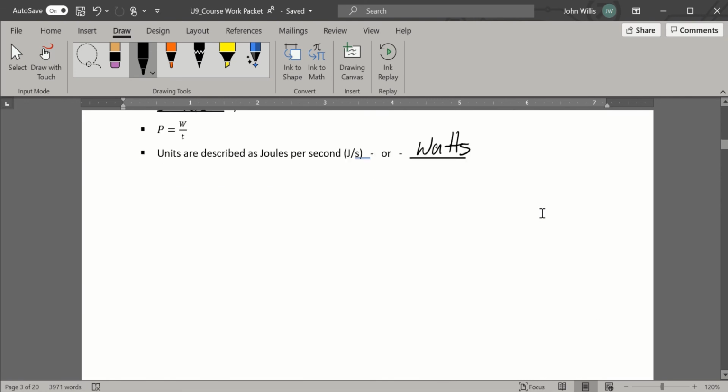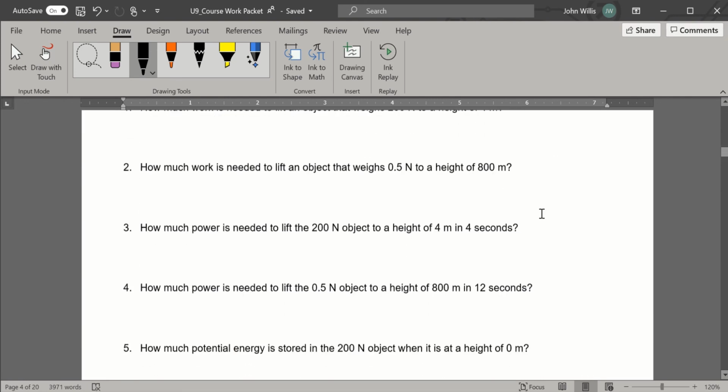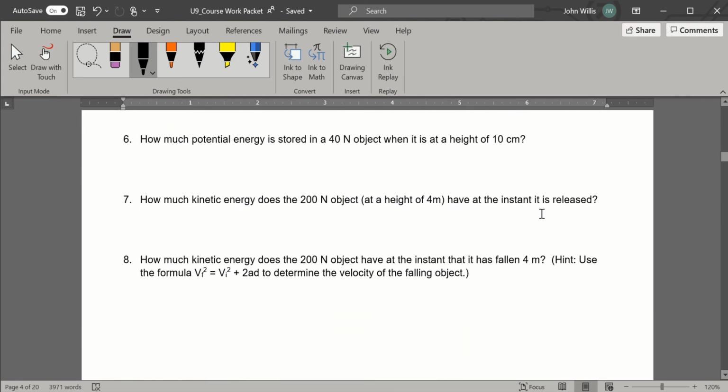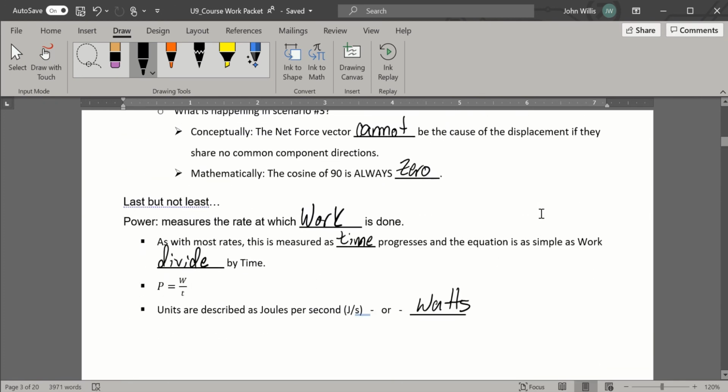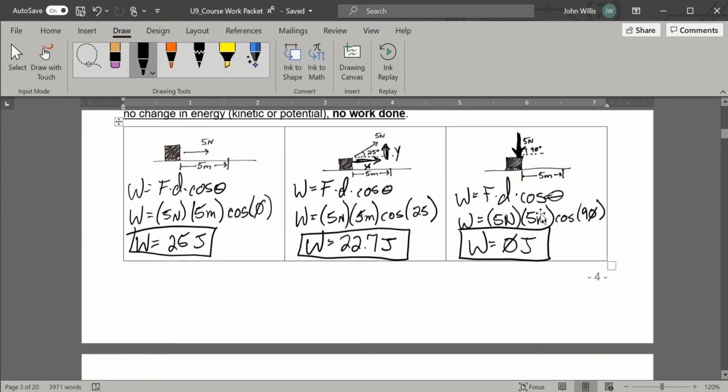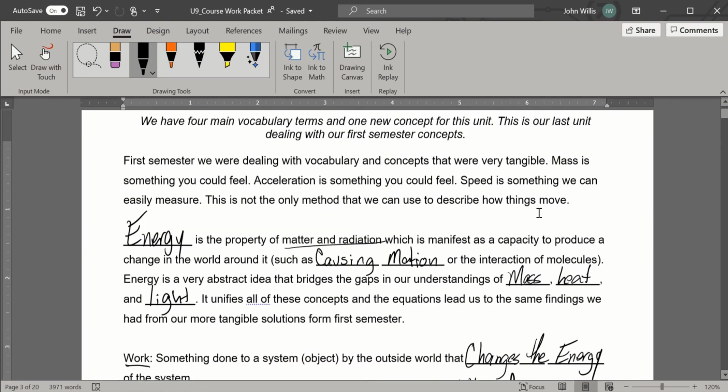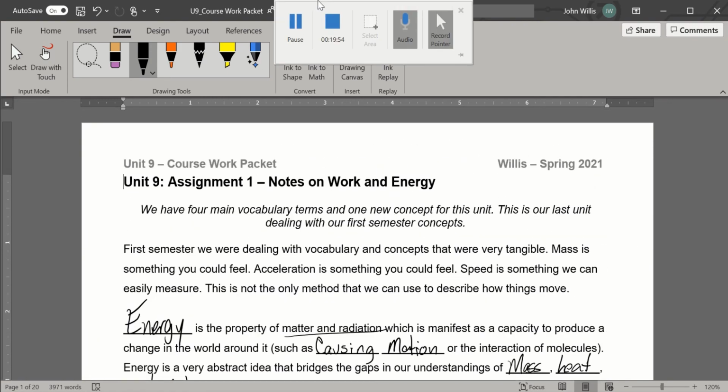So assignment 2 is really just practicing each one of those equations that we discussed in those notes, and that's where we left you guys for this week. We'll pick up Monday or Friday, depending on whether or not you're an A day or a B day, with notes on machines. That's about it.